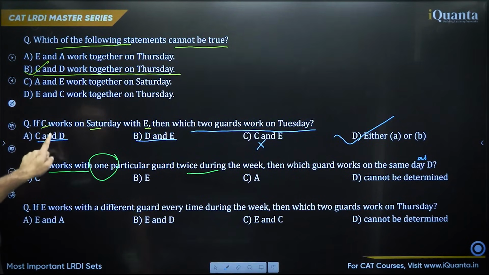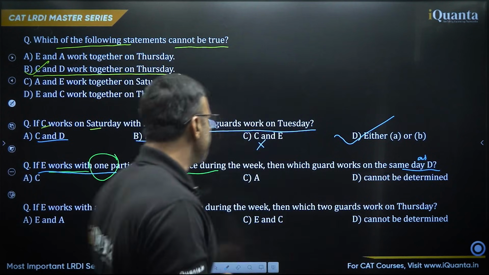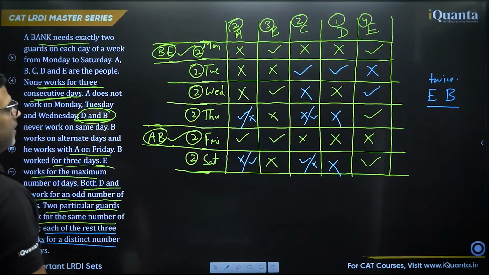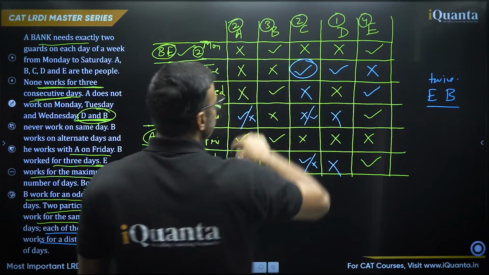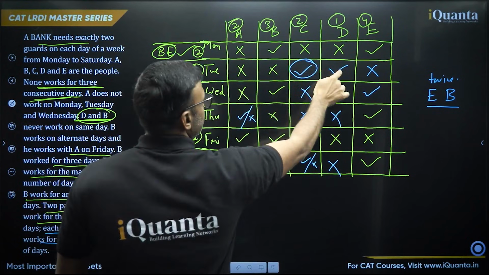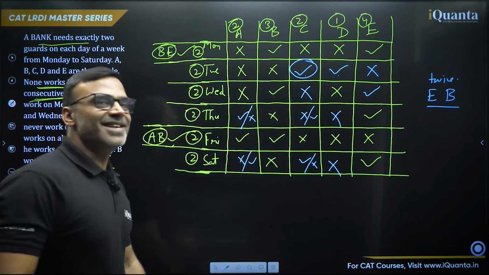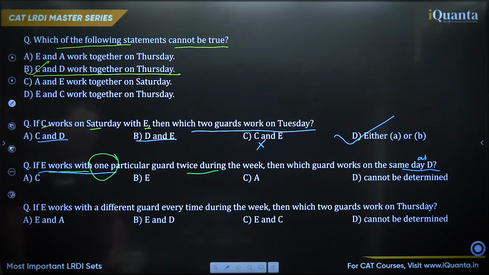The question was, if E works with one particular guard twice during the week, then which guard works on the same day as D? Same day as D. So, same day as D is C. That is for sure. Whatever is the combination of A and C here, with D, definitely C is working. Okay. So, answer will be option A.